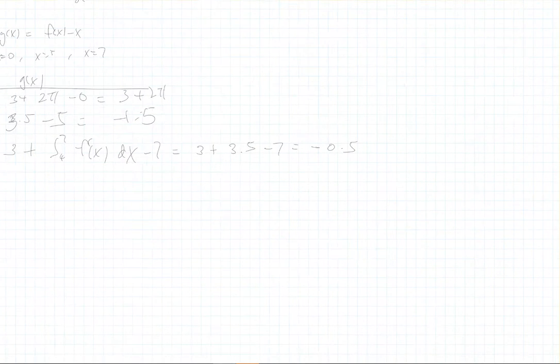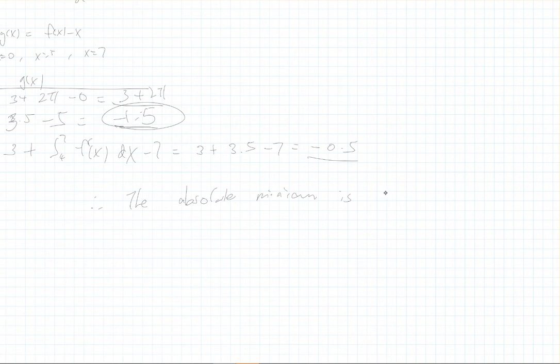So we know the values, and we can easily find the lowest one, which is negative 1.5. So the absolute minimum is negative 1.5 at x equals 5.